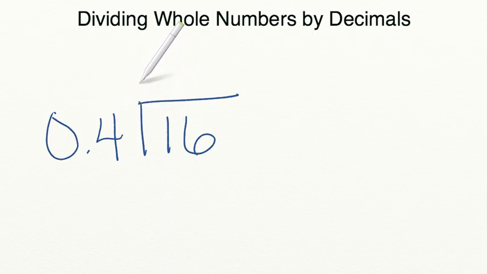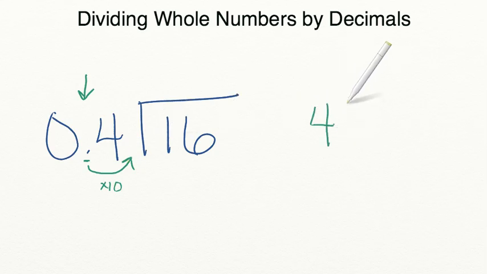Now, our first step when approaching this problem is to look at our divisor and notice that we have a decimal. We don't want to have a decimal in our divisor, so we need to change this into a whole number. In order to do that, all we have to do is multiply it by a power of 10. That means we're going to move our decimal place over one place value, or multiply it times 10, until 4 tenths becomes a whole number. By multiplying 4 tenths times 10, we turn it into 4 wholes.